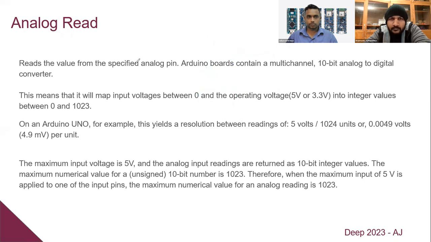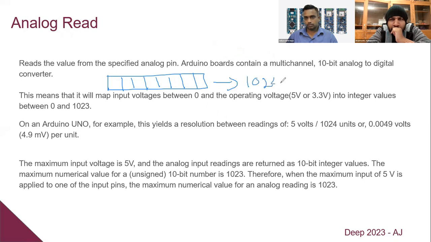It reads a value from a specific analog pin. Arduino contains a multi-channel 10-bit analog converter. It means that the box has 10 bits, so you will have 1024 arrangements you can have with this. It means that resolution, right? If you want better resolution, you will have to use 12-bit, 16-bit, like that.